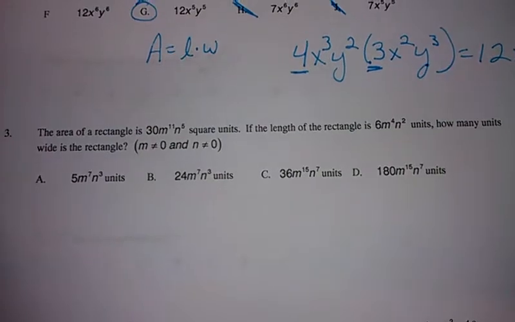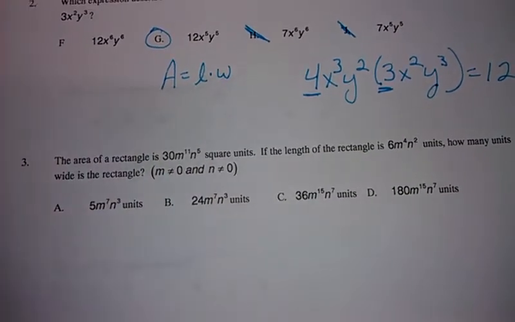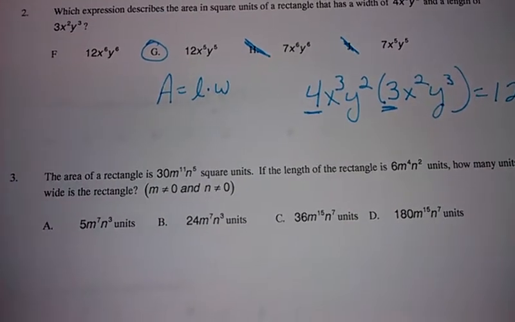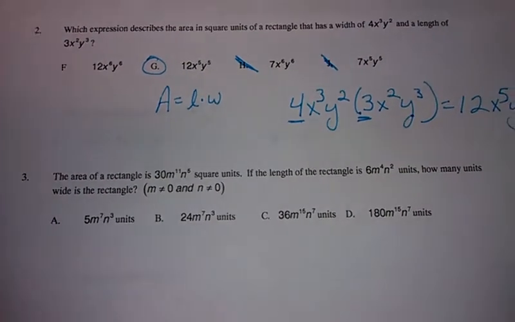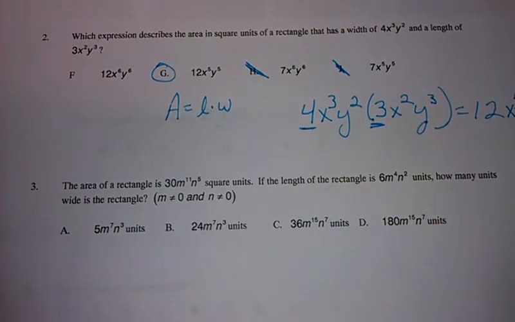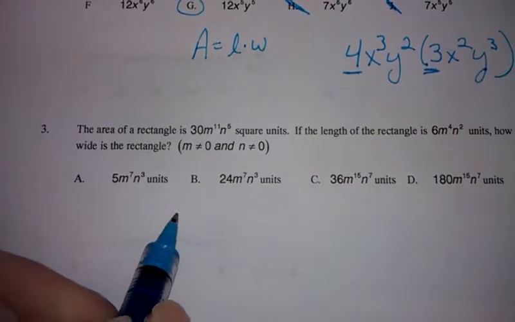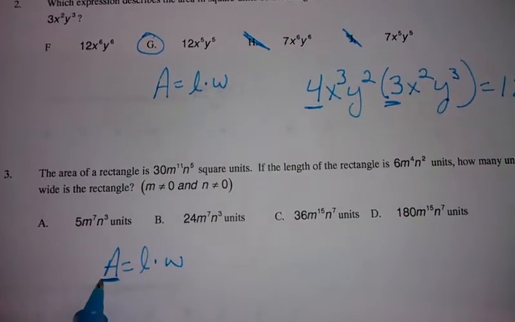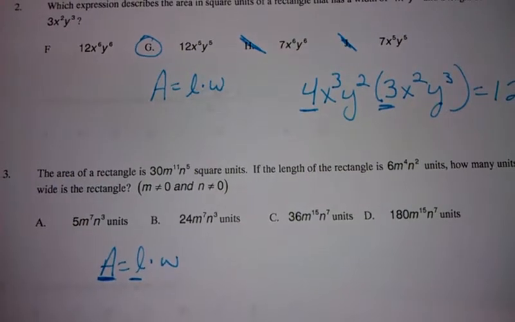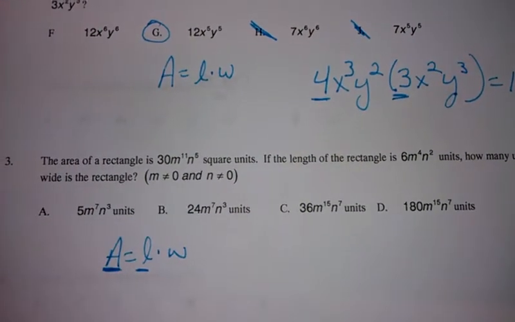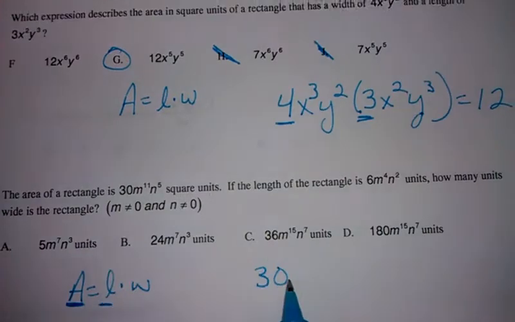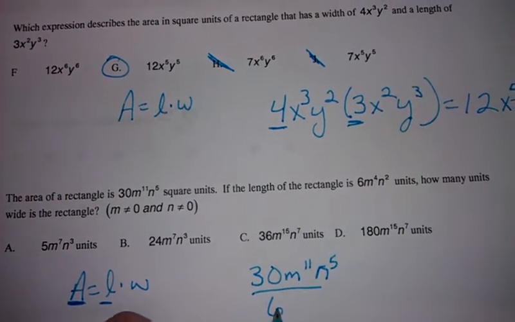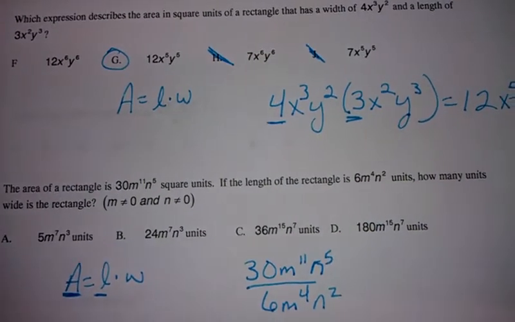Right here it says the area of a rectangle is 30 m to the 11th n to the 5th square units. If the length of the rectangle is 6 m to the 4th n squared units, how many units wide is the rectangle? Well, we know that area equals length times width. They gave us the area and the length, so I could put it in this formula and solve for W, or I can just write 30 m to the 11th n to the 5th all over 6 m to the 4th n squared.